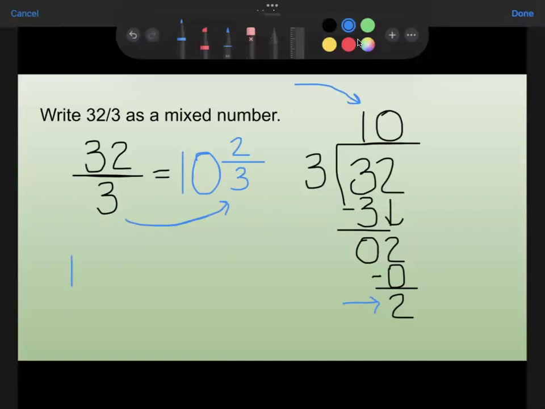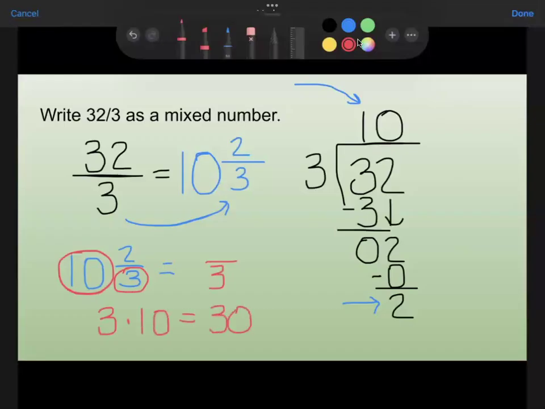Now, if I wanted to take that 10 and 2/3 and rewrite it as an improper fraction, or flip it back to an improper fraction, what I would do is keep the denominator of 3, so that stays the same, but I would have to multiply 3 times 10 first, which would give me 30, and then add the 2 on the top, which brings me back to 32 over 3. So that's exactly where we started. So those two amounts are equivalent to each other. 32 over 3 is the same as 10 and 2/3.